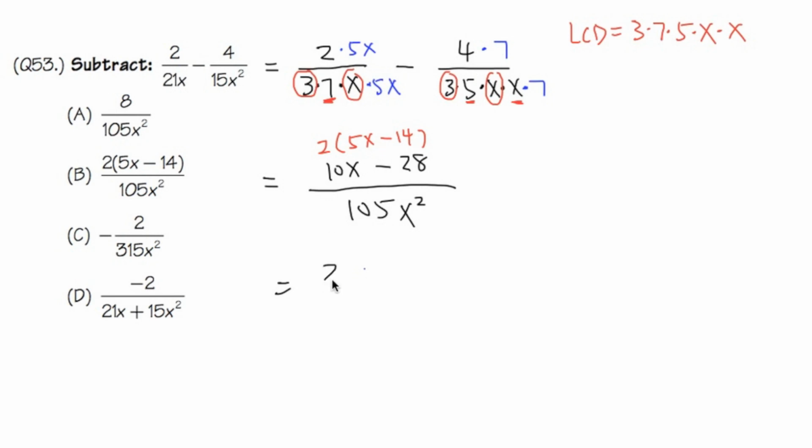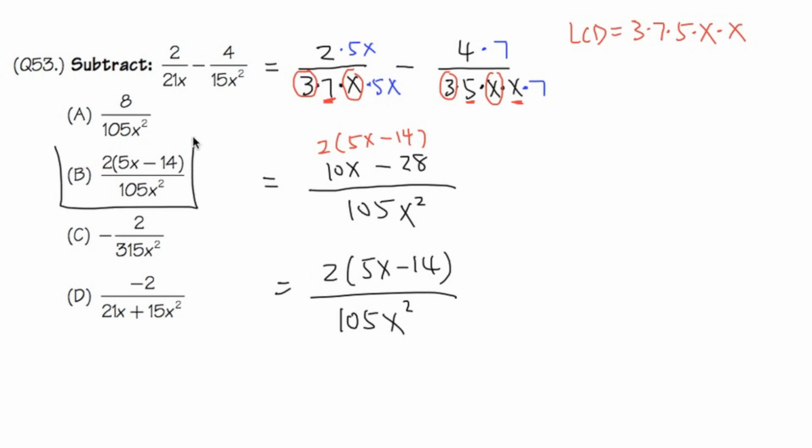On the top, I have 2 times 5x minus 14 over the denominator 105x squared. And as you can see, this is answer choice B. Our happy answer, choice B.